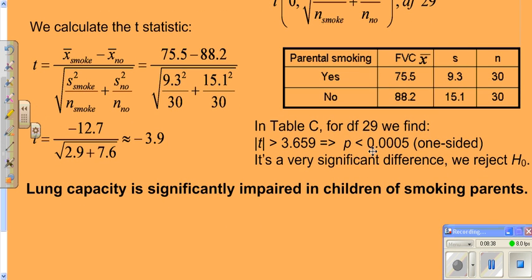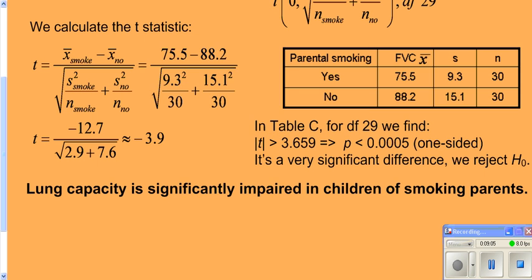And so that's what we're saying with this. Our p-value is smaller than 0.0005. Since our p-value is so small, we then reject the null hypothesis that there is no difference. So it appears that children of smoking parents have a smaller lung capacity than children of non-smoking parents.